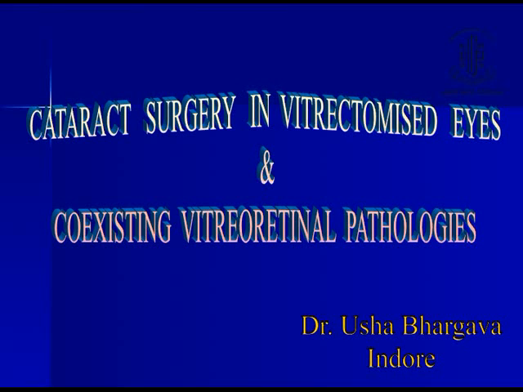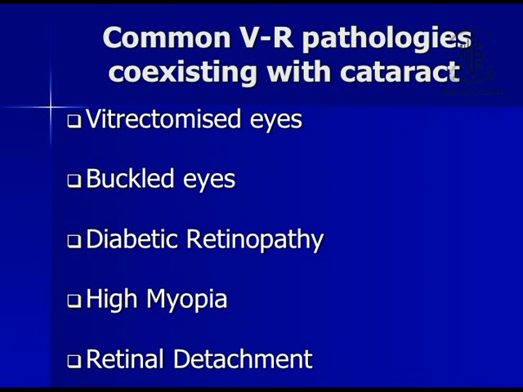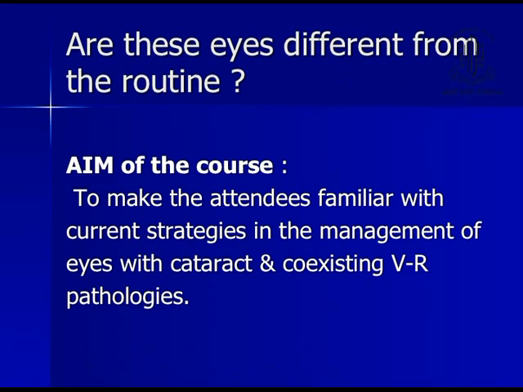Thank you, Dr. Amit, for giving me this opportunity to talk about cataract surgery in vitrectomized eyes. No financial interest. The common VR pathologies coexisting with cataract include vitrectomized eyes, buckled eyes, diabetic retinopathy, high myopic eyes, and retinal detachment. We could do this either as a combined procedure along with anterior segment surgery plus posterior segment surgery, or we might have to do cataract extraction in an already vitrectomized eye or a buckled eye.